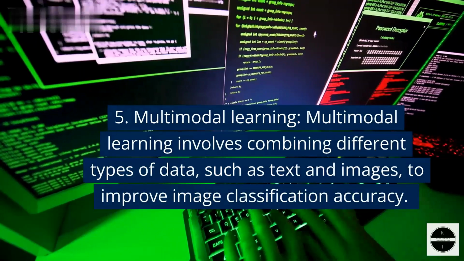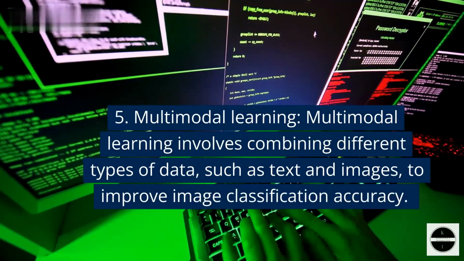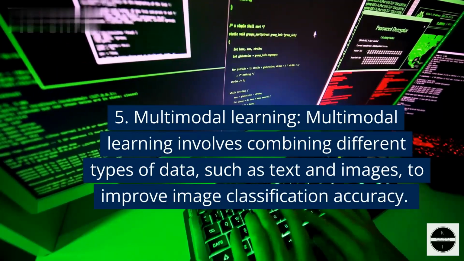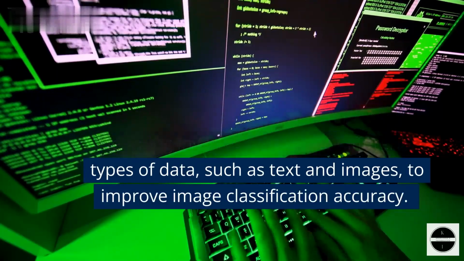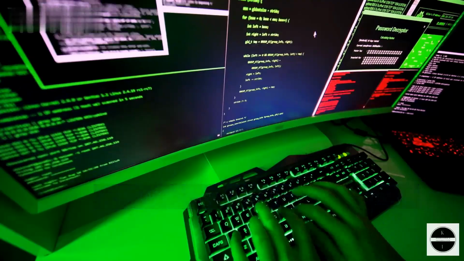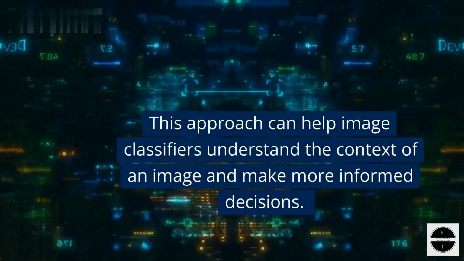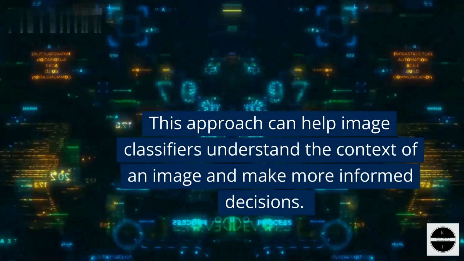5. Multimodal learning. Multimodal learning involves combining different types of data, such as text and images, to improve image classification accuracy. This approach can help image classifiers understand the context of an image and make more informed decisions.